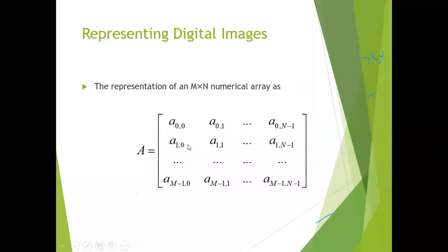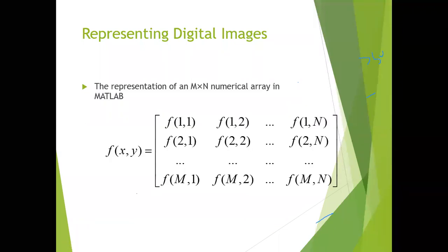Sometimes we represent the image as an m by n numerical array. For mathematical convenience, you can represent it like this also: a of 0, 0, 0, 1, up to n minus 1. In future, whatever the mathematical array may be, we will represent it like this. Or in the same way, we can represent it as a function f of 1, 1, 1, 2, 1, n, etc. Here the 1, comma 1 inside the brackets represents the coordinates, and f of 1, comma 1 represents the intensity value present at that particular coordinate.